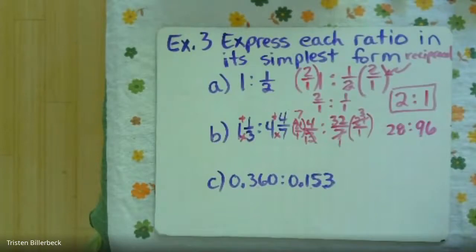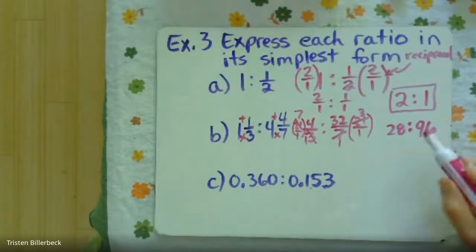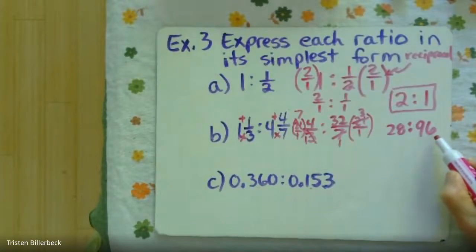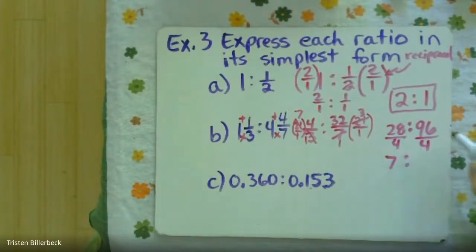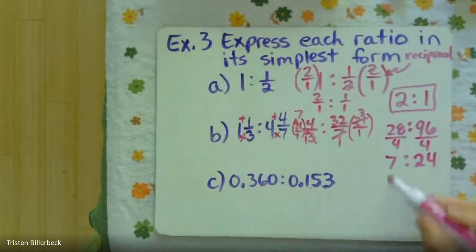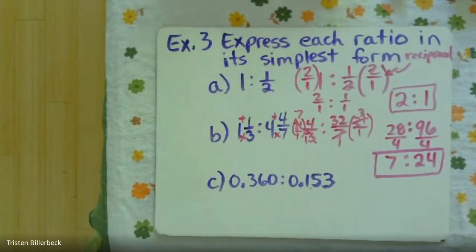So at this point, we can say, hold on, these can be reduced. This is not the simplest form. So I'm thinking that perhaps they're both divisible by 4. So when we divide them by 4, we get 7, 2, and then there are 2 4s in 9, carry a 1, and 4 4s in 16. So now we have our simplest ratio, 7 to 24. And 7 does not go into 24.